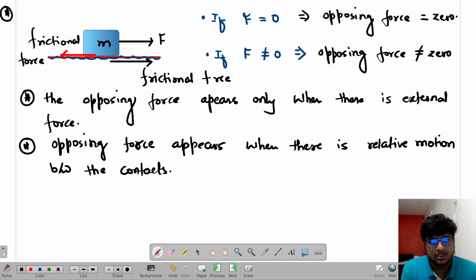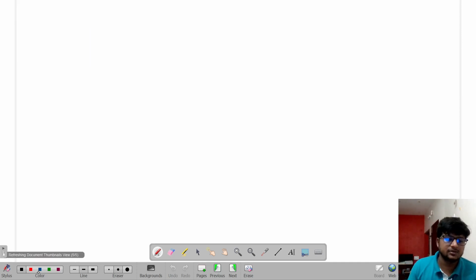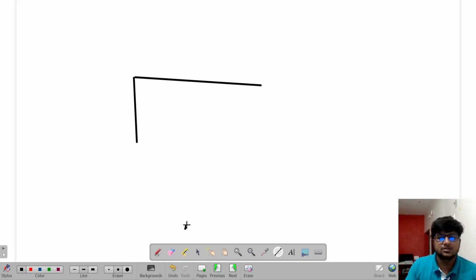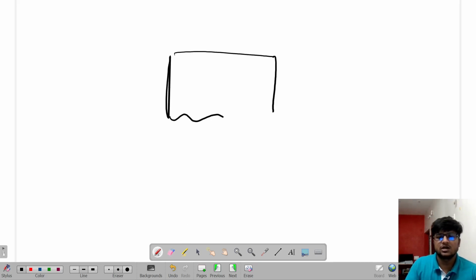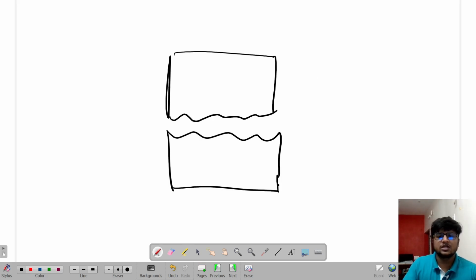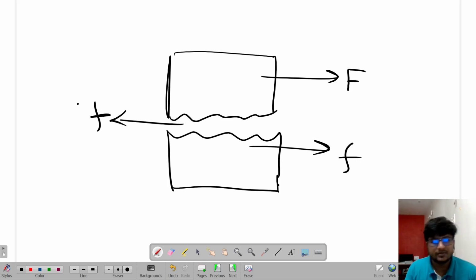This is the meaning of frictional force. Now, let's take an example. See, when these two bodies are overlapping with each other, let's suppose I draw a rough picture, not these extreme pictures. Let's suppose these two bodies are overlapping on the ground, and I apply some external force. This opposing force appears over here, and for this body, it appears in this direction.